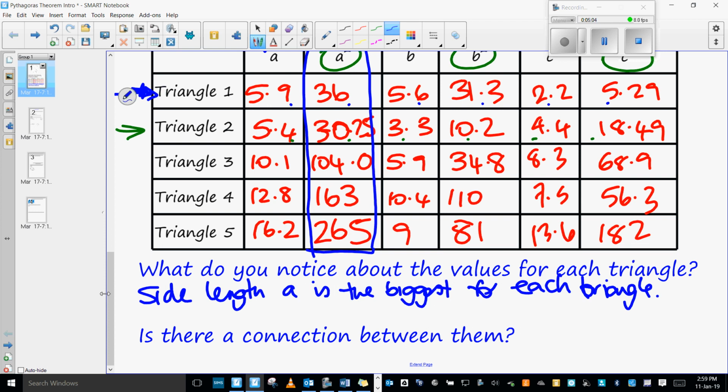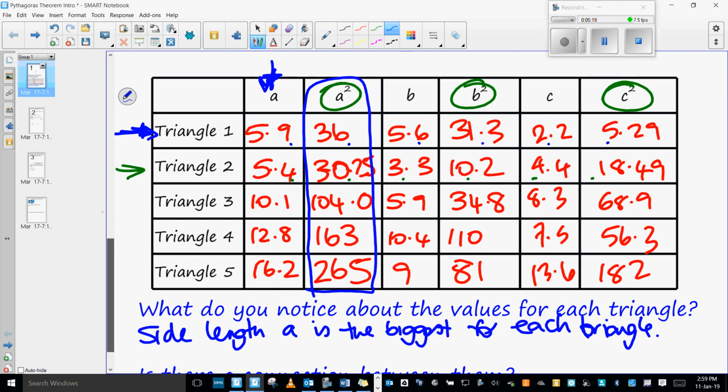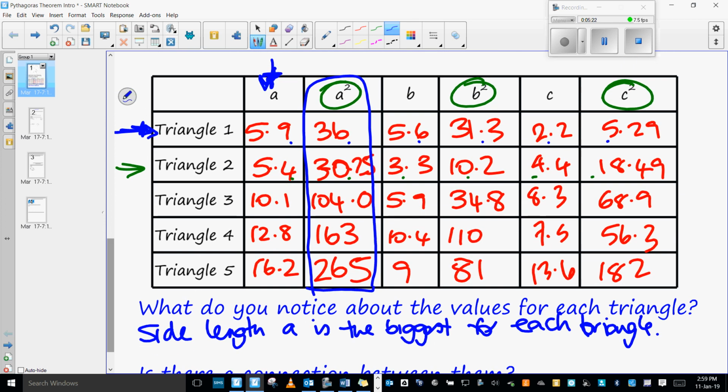So, side length A is the biggest for each triangle. I did ask you to look at the squared columns though. Is there anything that we can see about the squared columns? Okay, I found something. What did you find? Well, it's just like how you said for the A, because the A numbers are bigger, the square numbers are bigger than the other squares. Yeah, absolutely.